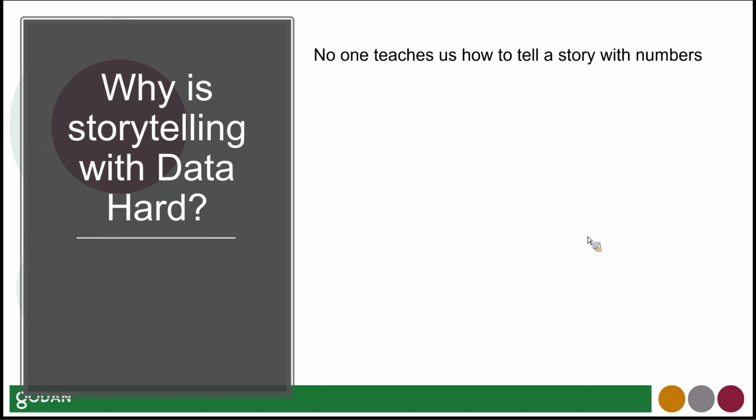So why is it important to tell a story with data? We can tell a story without data, but at this point we know why that is important. And why is storytelling with data at the same time hard? It is hard because, first, no one teaches us how to tell a story with numbers.